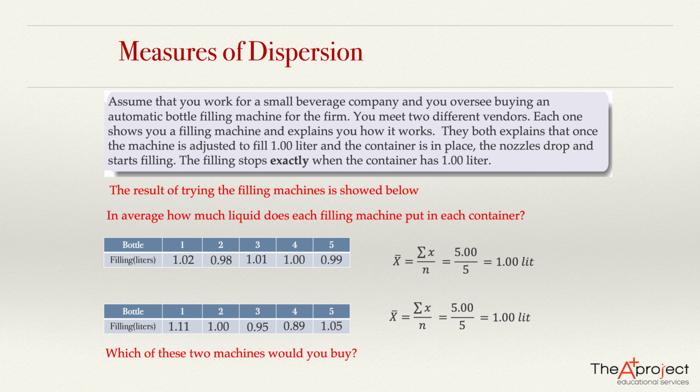So to describe a data set, a measure of central tendency is not enough. We also need to use a measure of dispersion. Today in this video I will be explaining two measures of dispersion. The first one is called the range.